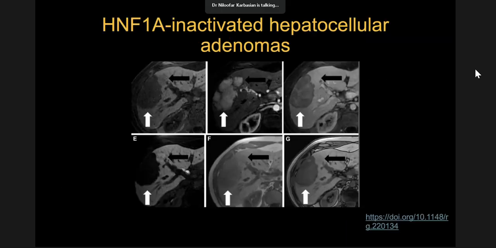This is an example of an HNF1 alpha inactivated adenoma. Again, you can see that on the F and G images, the lesion has homogeneous loss of signal on opposed phase, meaning that there is intralesional fat, microscopic fat. And then on the hepatobiliary phase, as you see on image E, there is absolutely no retention of contrast. And on the central image, it's arterially hyperenhancing, and it can wash out or it can be isointense on delayed phases, but this is diagnostic by imaging.